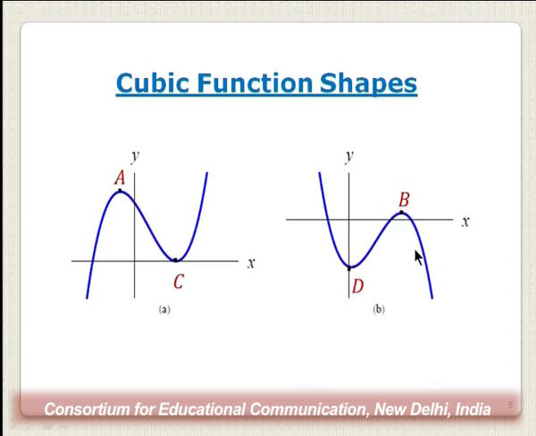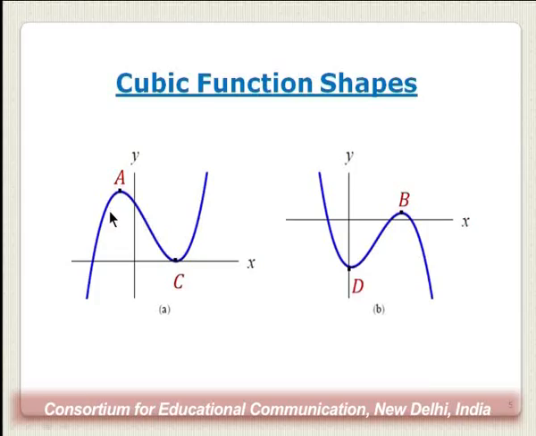So basically here we are talking of bends in the graph, and what is common between points A and B is that the slope changes sign. If you look at point A, the slope changes sign from positive to negative as we pass through A, and similarly the same thing happens for B.